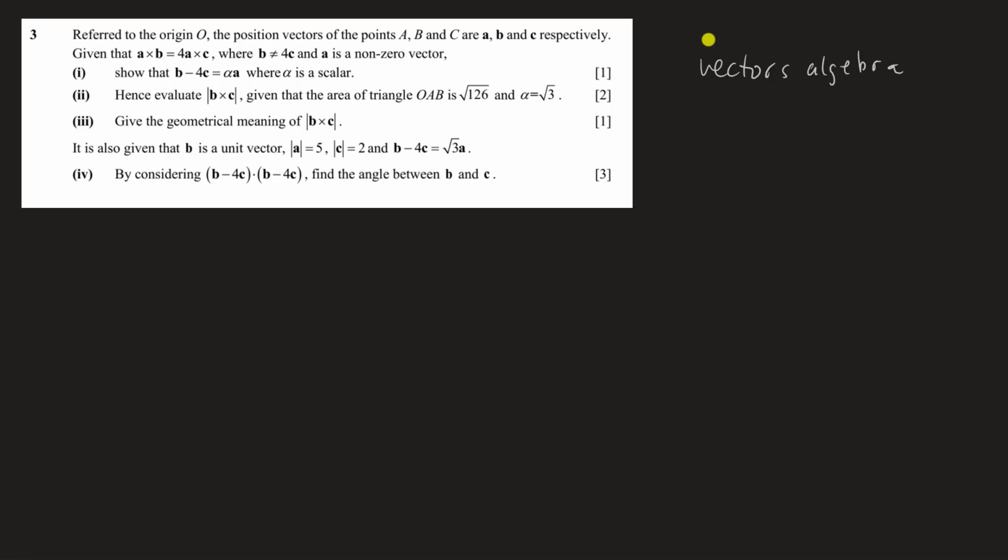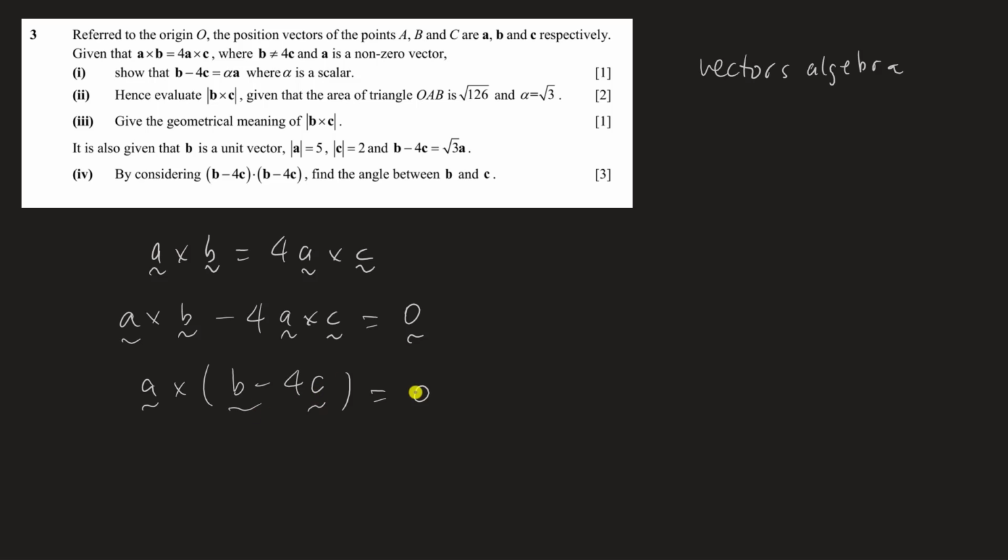No need to visualize lines and planes. Vectors algebra is pretty straightforward. For the first one, given that A cross B equals 4A cross C, show that B minus 4C is alpha A, where alpha is a scalar. Very simple, just throw this guy across to the left hand side: A cross B minus 4A cross C equals 0. Factorize out A cross, I will get B minus 4C, right? Because if you expand this bracket, you will get back this.